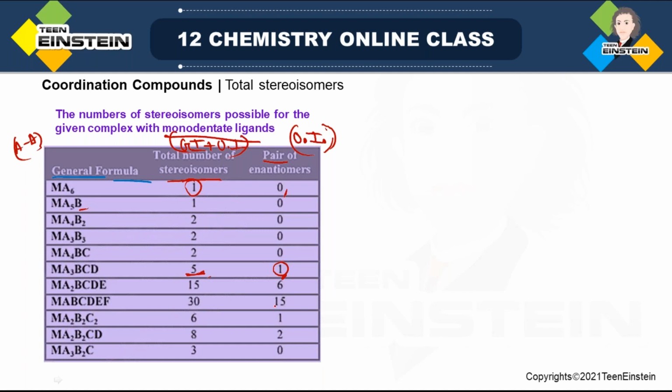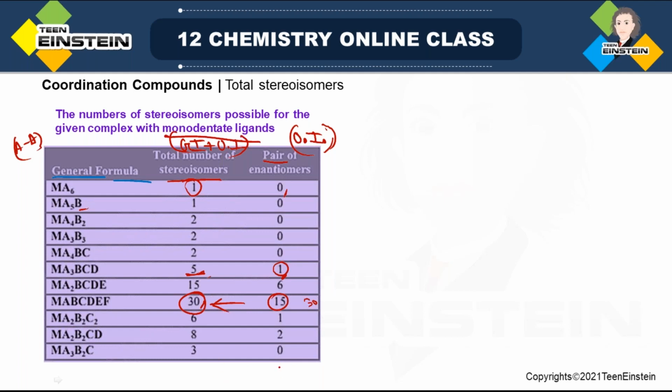Okay, here 15 enantiomer pairs are possible. Now 15 enantiomer pairs possible means total multiplied by 2, it will be 30. So all these stereoisomers are also present here. That means there are actually no geometrical isomers. All the numbers that you are seeing under GI, that is actually coming from optical isomer. So in this way, you can also check the others.